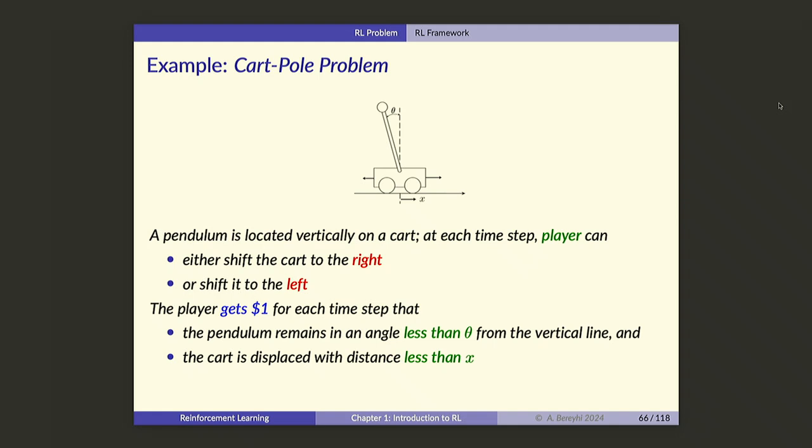So it's just varying around the central line, right? And the cart itself is not getting far away, right? So it's just around the central point. I keep gaining, right? But once it just happens that the pole just goes down or the cart is just moving far away, then you're going to lose, right?